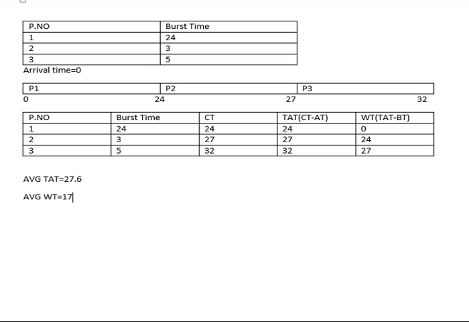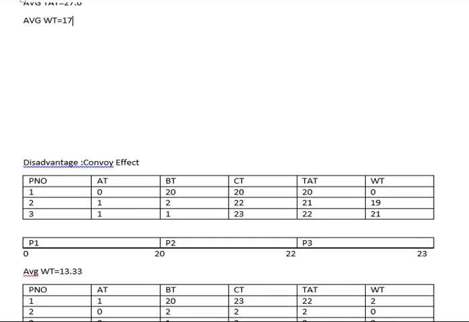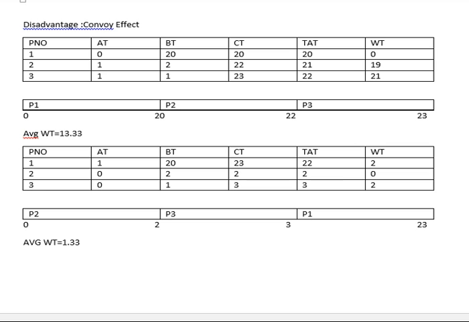I think this is also clear. So we'll just quickly move on to the next thing that we have with us, that is your disadvantage. Now this algorithm has a disadvantage which we call the convoy effect. When I say convoy effect, what it means is that in this algorithm we are just considering the process that has arrived first and giving the CPU to it. We are not even considering the burst time that process will take. So if a larger process comes in first, it will keep the other processes waiting even if their burst times are very small.